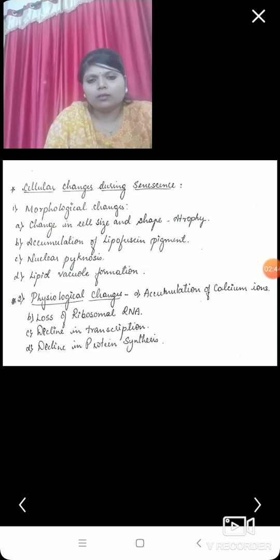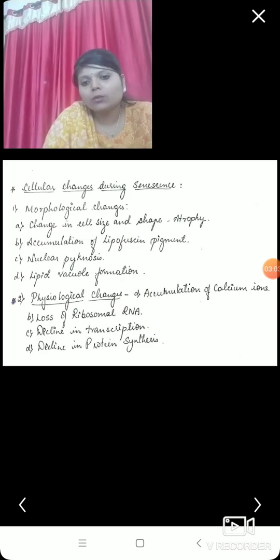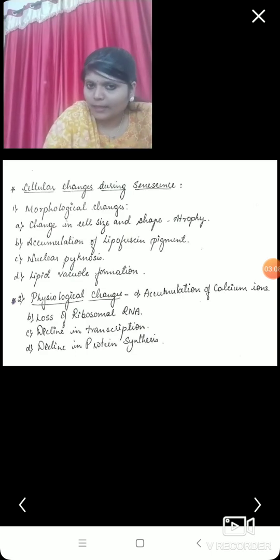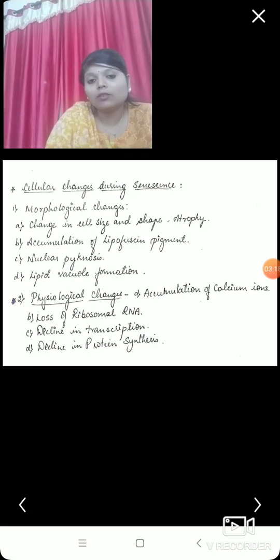Here are the few cellular changes that we have listed out. Morphological changes that we would see when the cell is getting senesced. Then the change in the cell size and shape, atrophy we call it. Then accumulation of lipofuscin pigment, which is going to ultimately lead to the death of the cell. Then the nuclear pyknosis. Then you have lipid vacuole formation. These are the changes during the senescence.